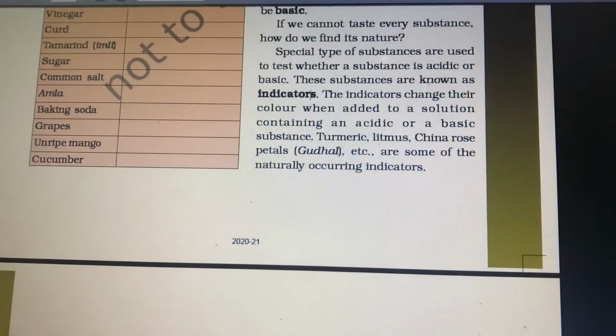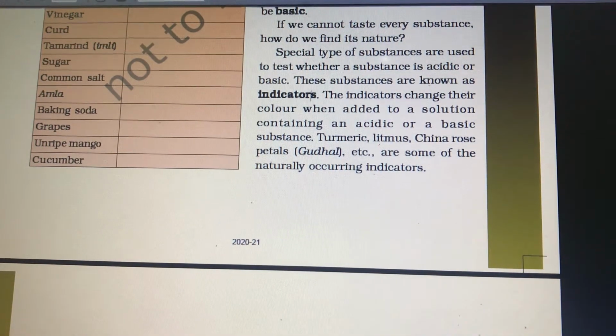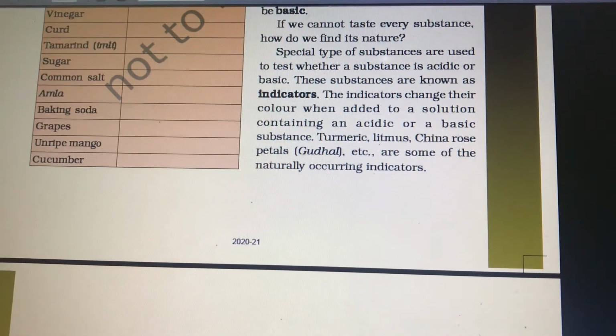So this is a simple activity that you can do at home using the indicator turmeric. You can take various substances like vinegar, curd and soap, washing soda or baking soda, and you can do it at your home also using the simple turmeric.